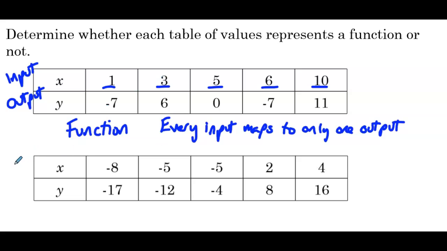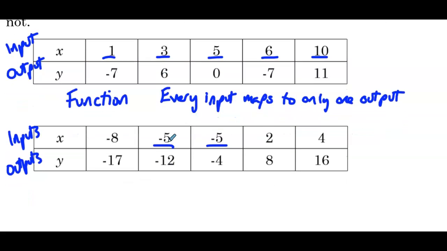In the next table of values, again, x is the inputs, y is the outputs. So input -8, output -17. Input -5, output -12. Input -5, output -4. So we can stop there. What we notice is the input of -5 has 2 different outputs. Now, they're not always going to put it exactly next to each other in a table. They did us a favor here. But this is not a function.